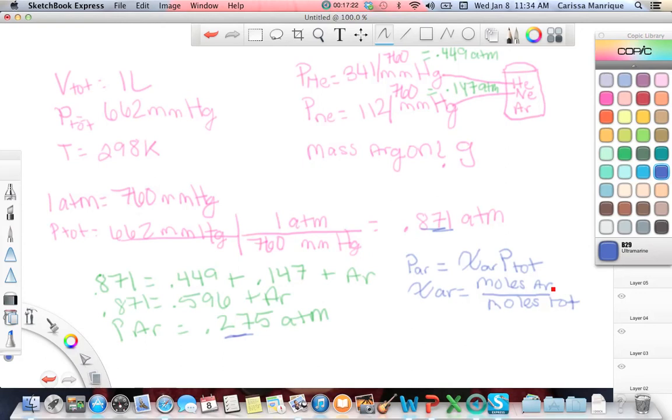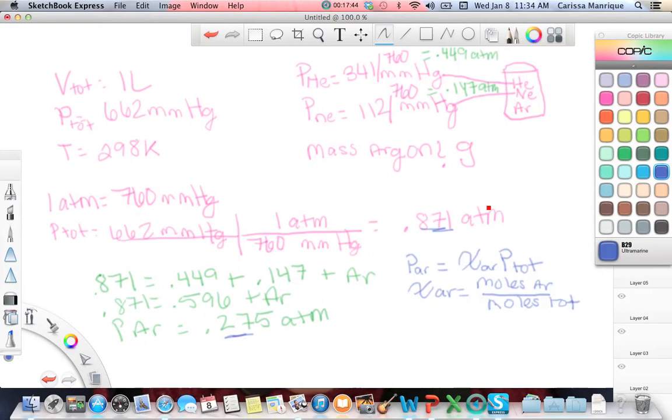So why would I want this? Well, because I'm going to get moles, right? What do I want to end up with? Grams. Can I convert a mole to a gram? Yeah, really easily, just using molecular weight. So if I can get moles of argon, I can easily convert that using molecular weight. So I have to start here first, though. I need to get this mole fraction.